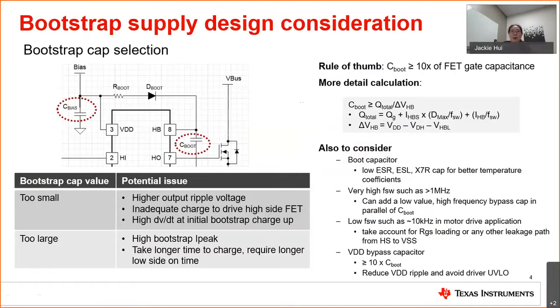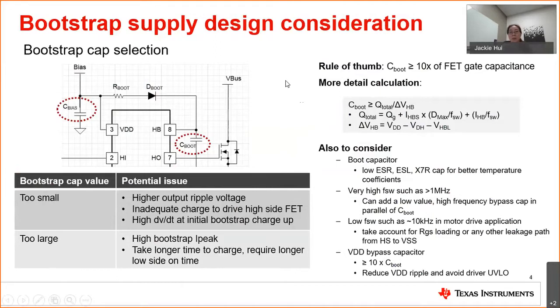And if the low side is not on for a long enough time, that means the boot cap with a larger value is not fully charged. And what it means is when we turn on the high side, it may not have enough or proper VGS value to keep the high side FET on properly. So it's pretty tricky. It cannot be too small of a value, or too large of a value. So what's the right value to choose then?